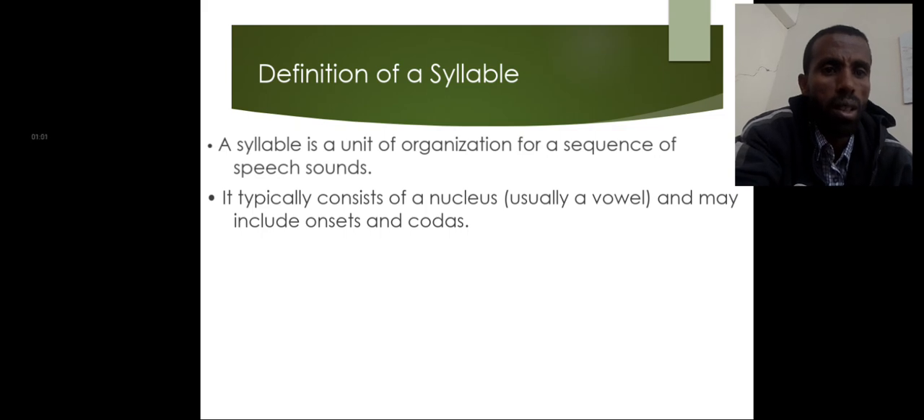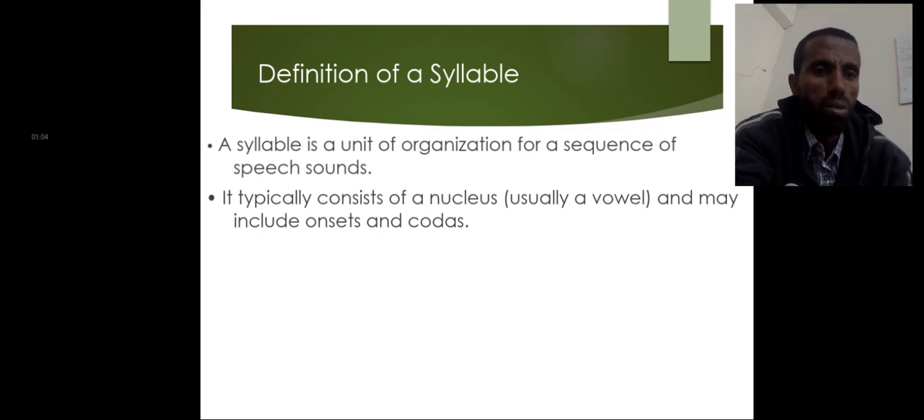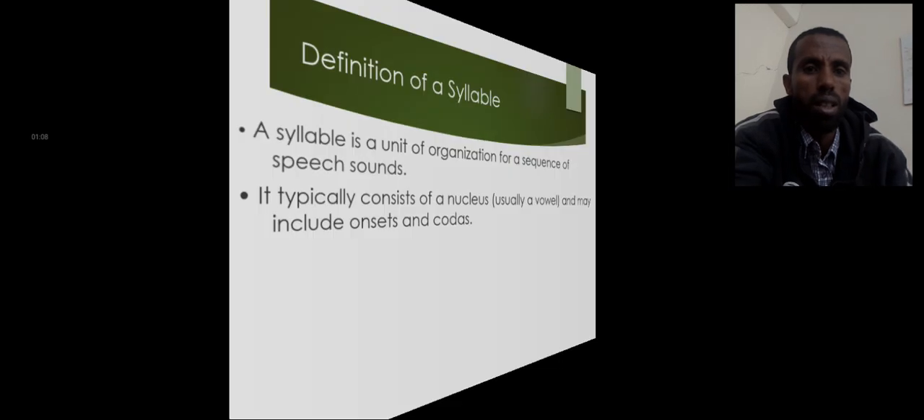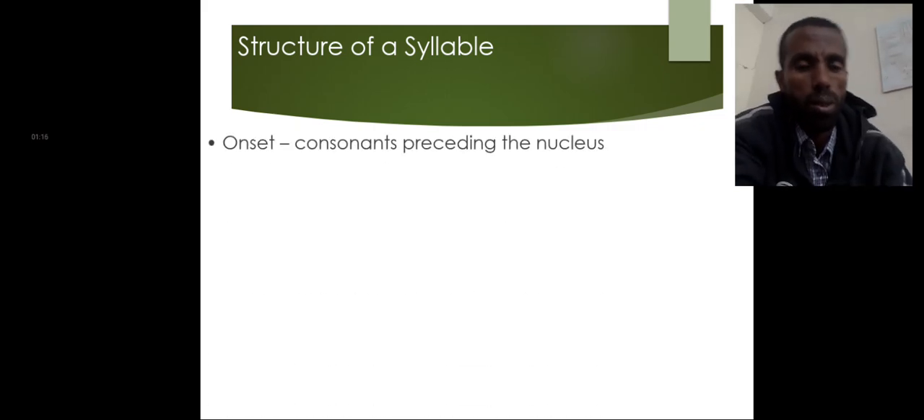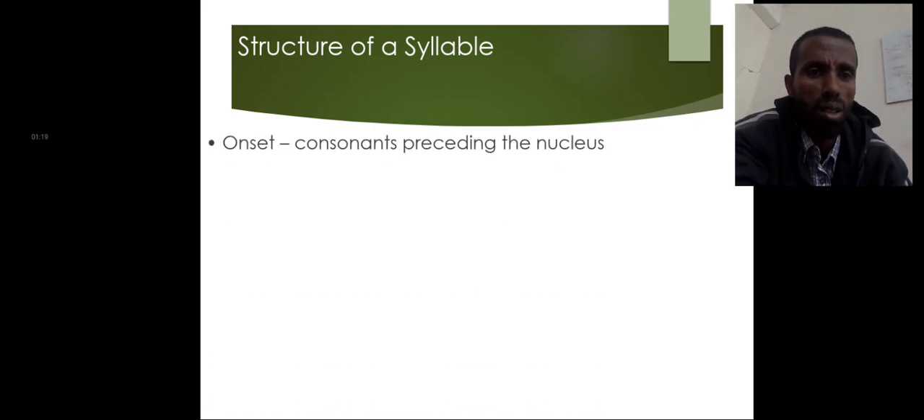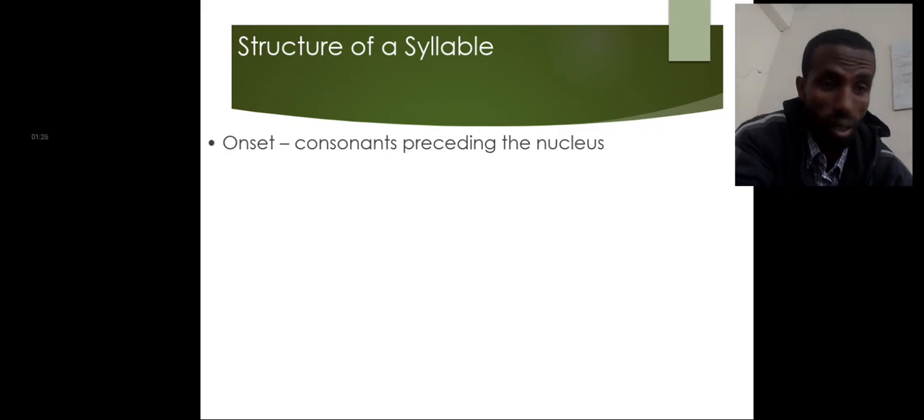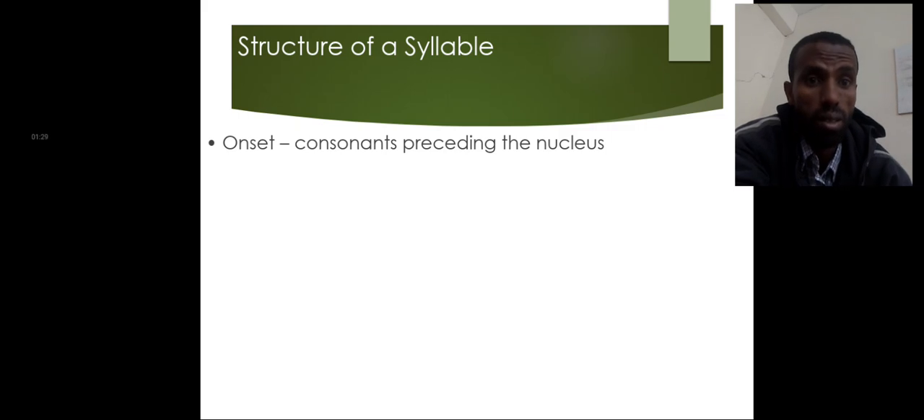And it can also be preceded by onsets and codas, which will be discussed later on. So when we come to the structure of a syllable, the first one is onset. Onset is a consonant that precedes the nucleus, which means the consonant that we have before the nucleus, before the vowel, is onset.